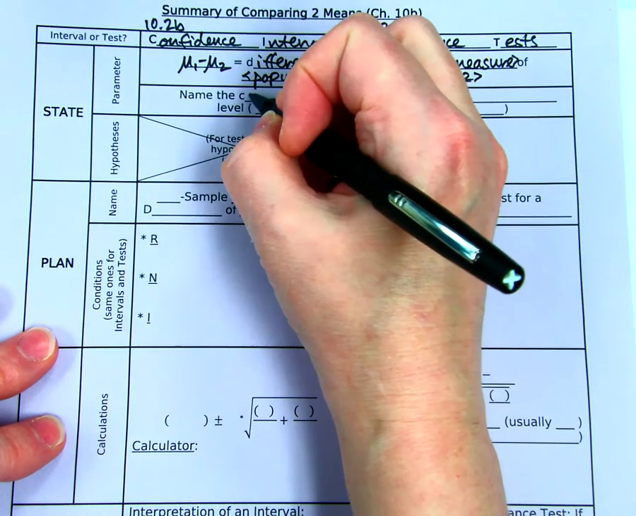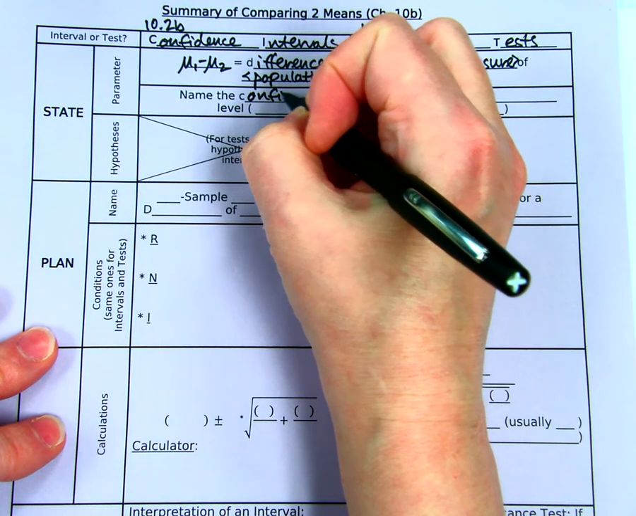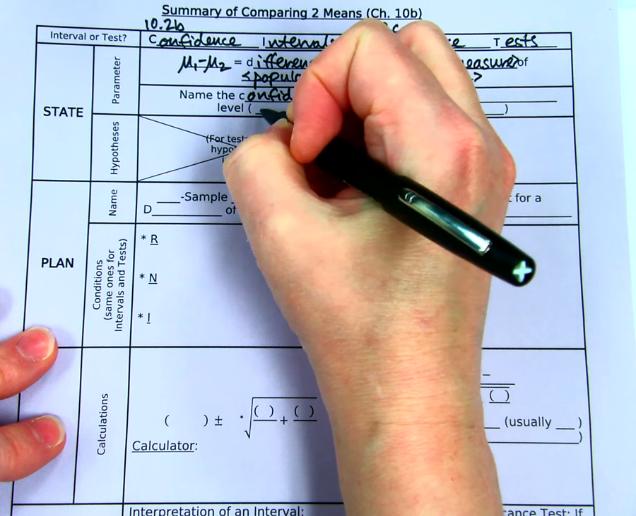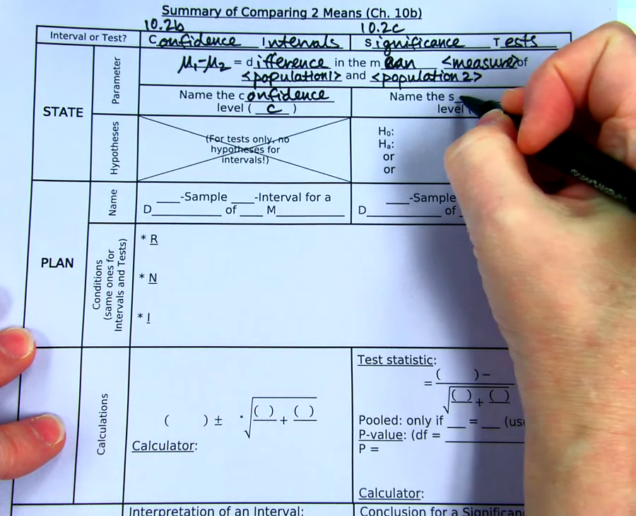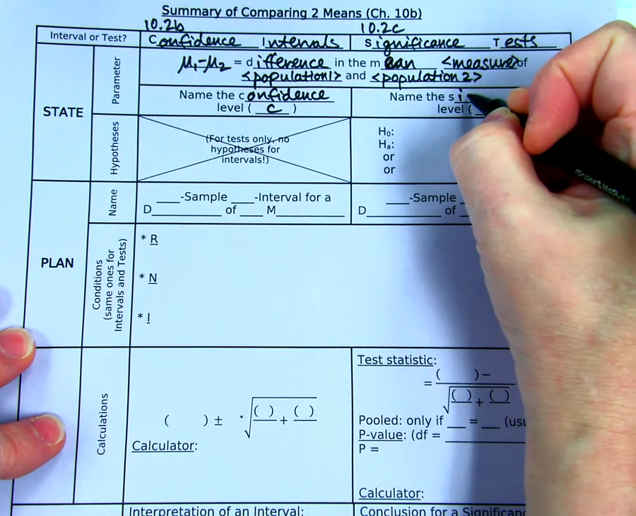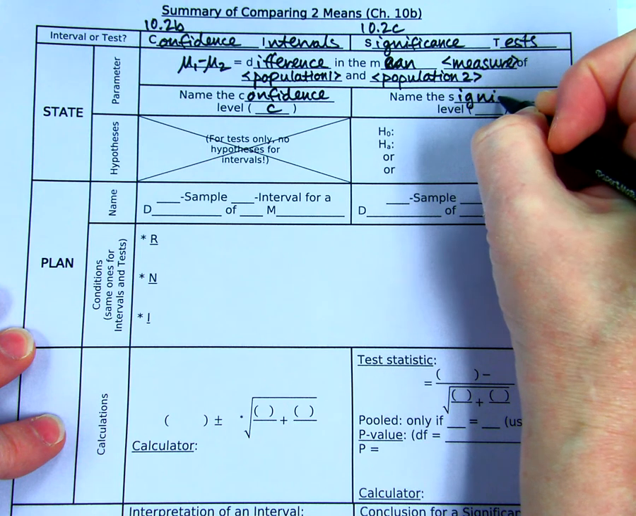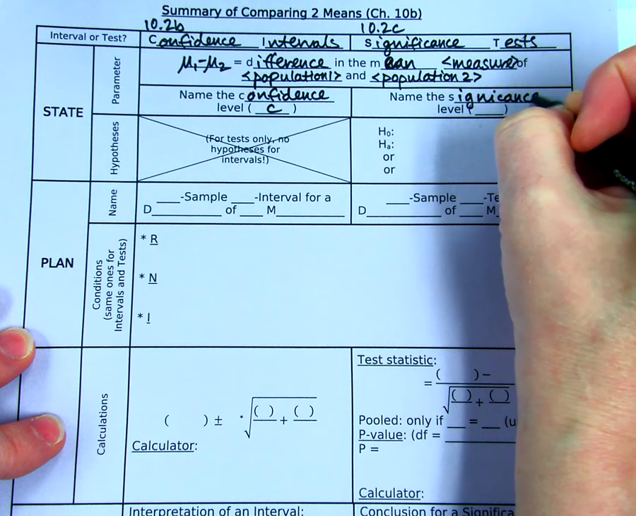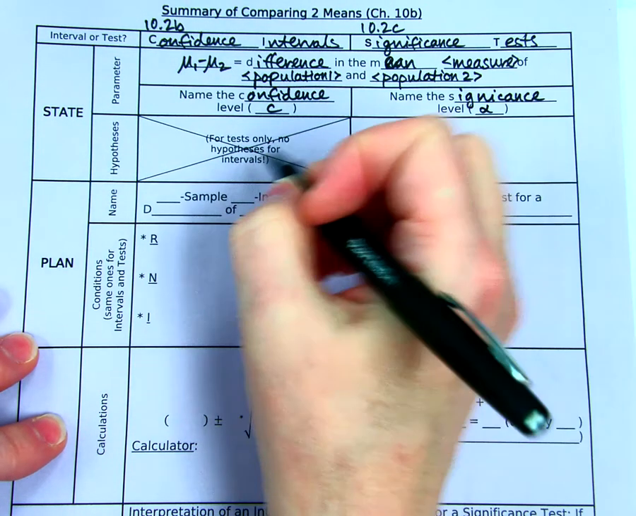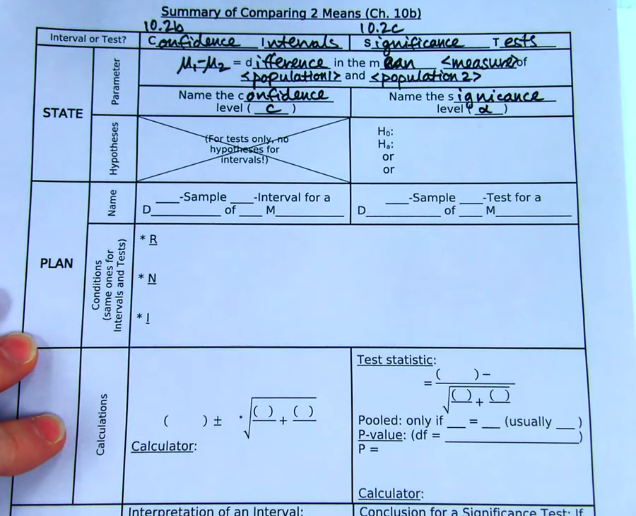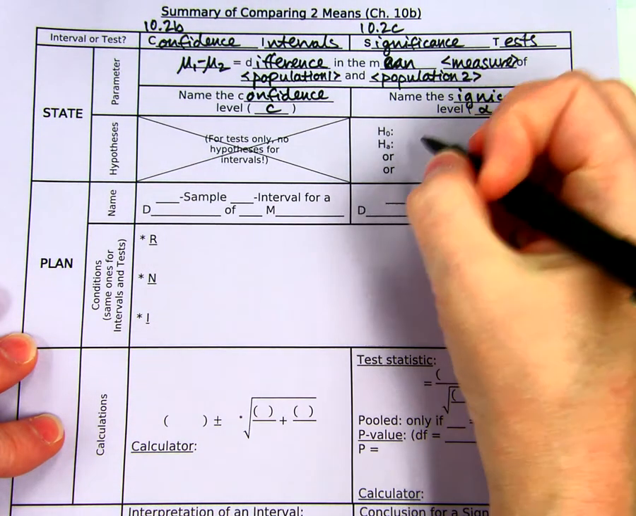And you have to name the confidence level if you're doing a confidence interval, which is called C. And if you're doing a hypothesis test, you do the significance level, which is called alpha. If you're doing a confidence interval, you can leave out the hypotheses. And if you're doing a test, you need hypotheses.